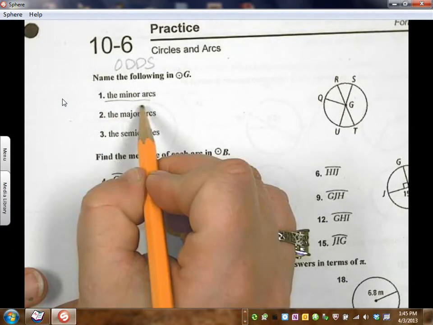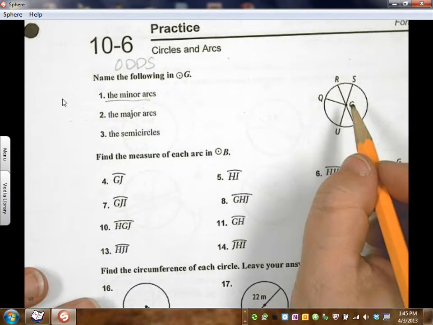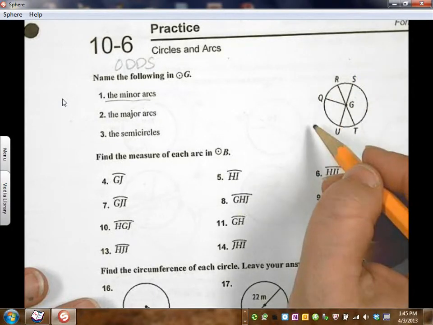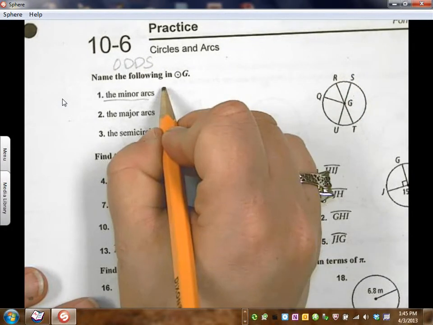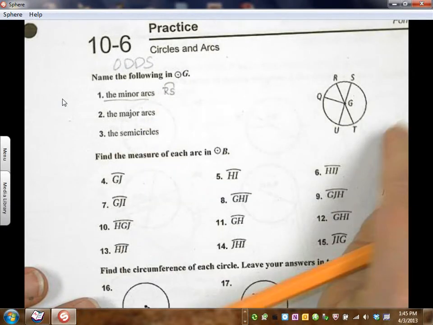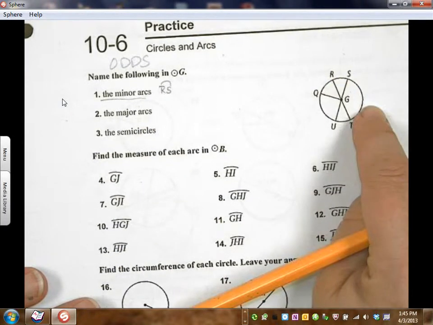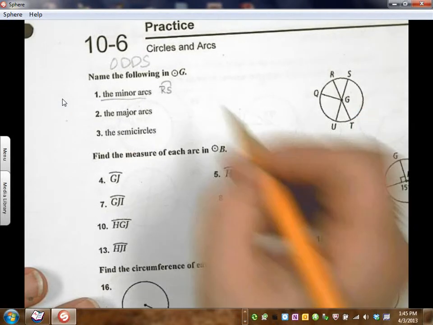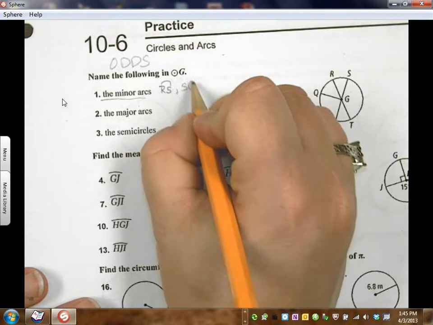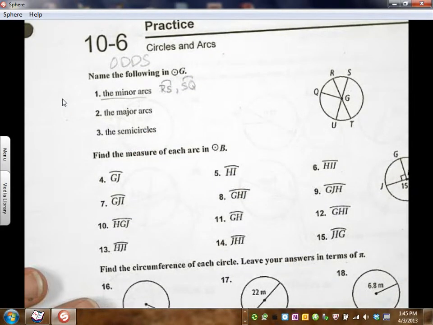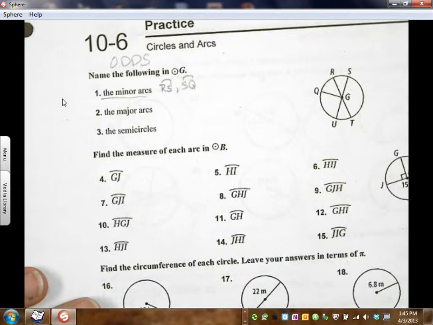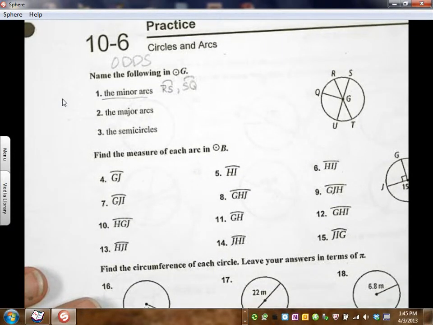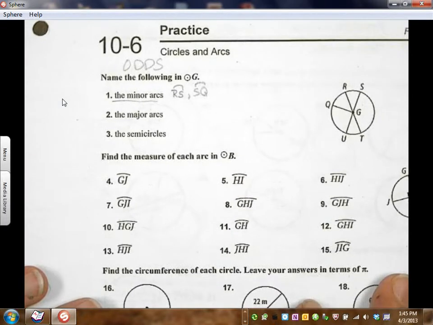So the minor arcs would be an arc that's less than 180, and there are a lot of them in here. We know that one arc might be RF. That's a minor arc. That's less than 180. I'm sure that you can see a lot of the others. Like we could say SQ is also a minor arc. I'd like you to give me a minimum of 7 minor arcs here. And, you know, I found at least 8 on the ones that I did. So you should be able to find 7.